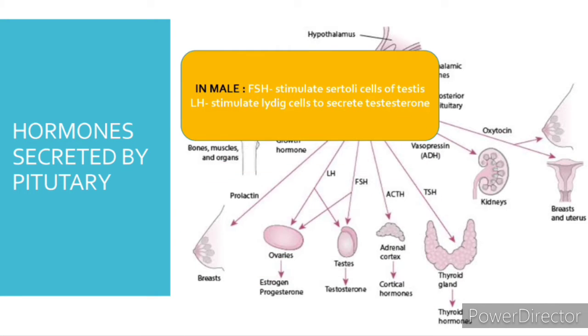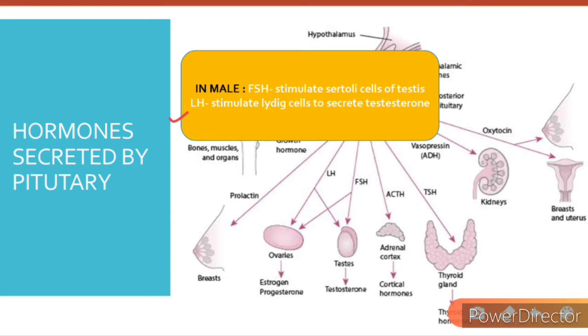Okay, so first we'll see the male. In males, FSH stimulates the Sertoli cells of the testes, and it causes spermatogenesis, and LH stimulates the Leydig cells to secrete testosterone. So to simplify it, you can remember it as LL, okay. LH stimulates the Leydig cells. So FSH will stimulate the Sertoli cells.